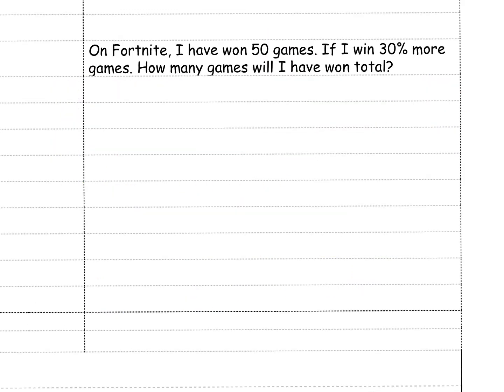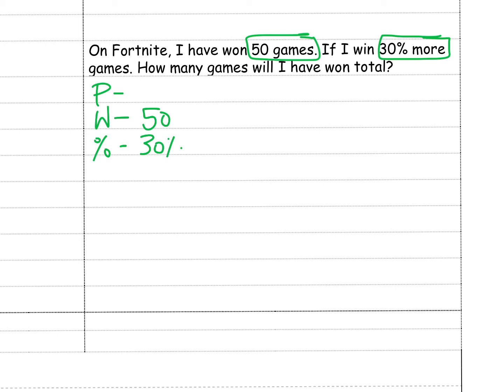Our last question today says, on Fortnite, I have won 50 games. If I win 30% more games, how many would I have won total? Now, this one is a little bit of a trick problem based on how it is worded. So let's look at the part, whole, and percent. And so I know my percent is for sure 30, but look at how it's worded, 30% more. And so this 50, and this is where it's tricky, this is actually the whole. That is all of the games I have won, and I want to win more. So I need to figure out what is 30% more.